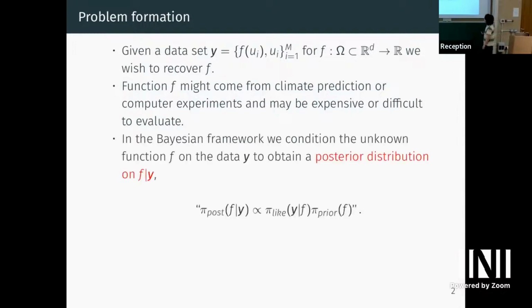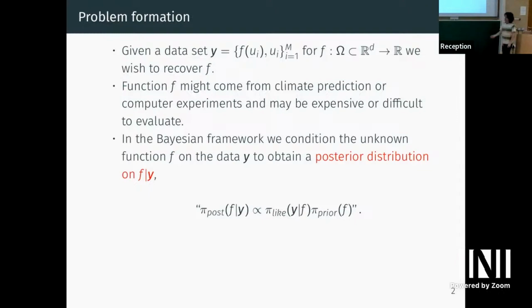I'm assuming most people know about the Bayesian framework, but this is essentially what we're doing. We're going to put a prior on the function f, and the likelihood, and then from that we're going to get a posterior conditional on y. It's not exactly like this, like in Clary's talk yesterday. Obviously, we're working with functions, so we have infinite dimensions, so we actually use the Radon-Nikodym derivative and stuff like that. But this is how we can picture it.